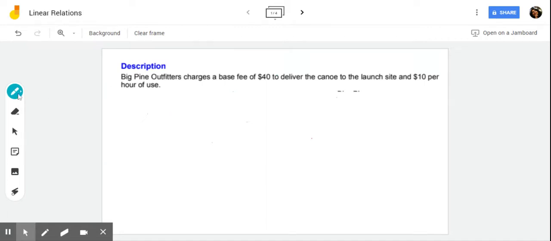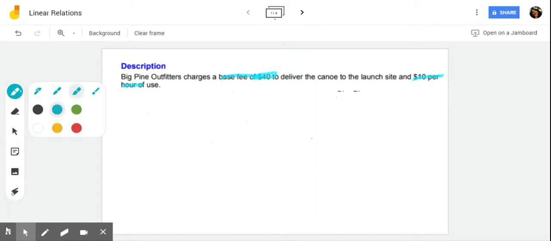So let's take a look and see what do we know here. Important information here is that the base fee is $40, right? And we also see that we are paying $10 per hour of use, right? So we want to figure out what are the two variables that we're looking at.